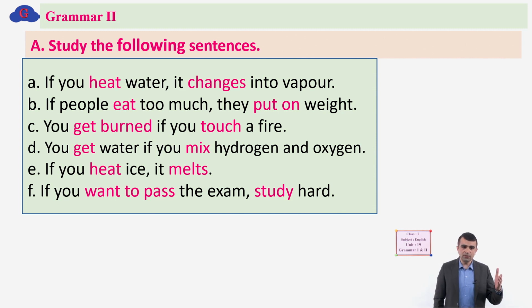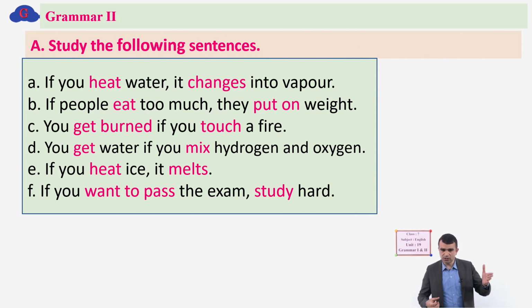B, if people eat too much, they put on weight. C, you get burned if you touch a fire. D, you get water if you mix hydrogen and oxygen. E, if you heat ice, it melts. F, if you want to pass the exam, study hard. Well, these are 6 statements, and some parts are highlighted here. For example, if you heat water, it changes into vapor.